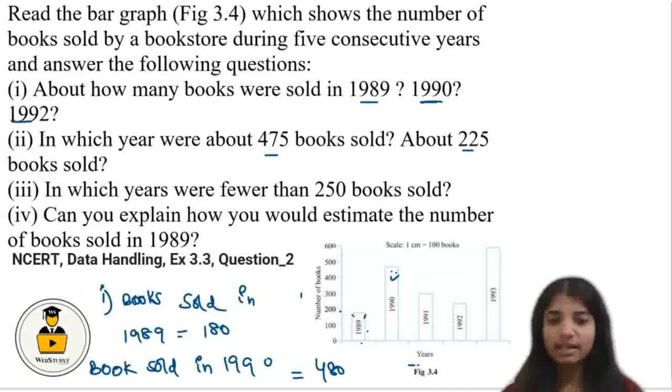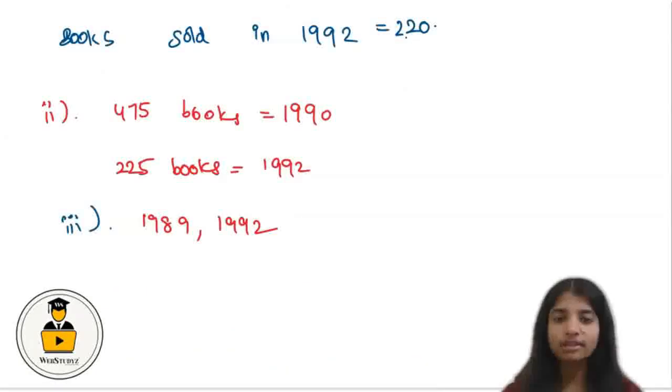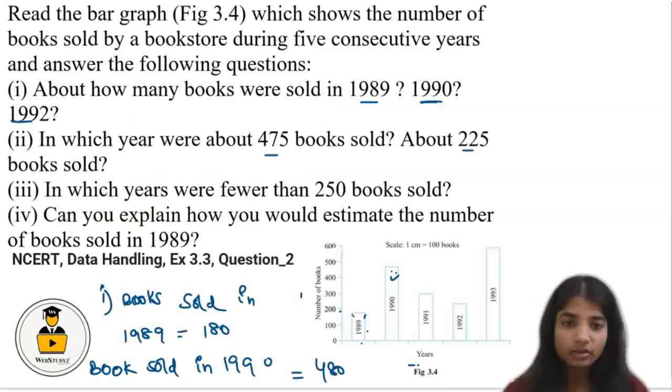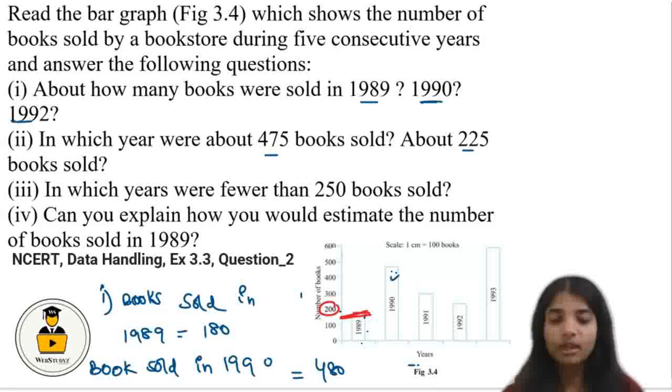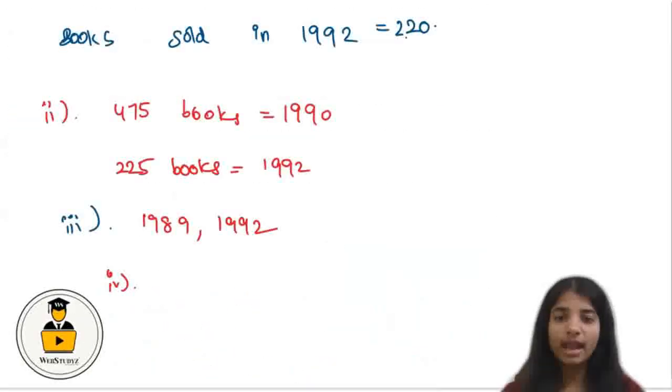Next is, can you explain how you would estimate the number of books sold in year 1989? So in the year 1989, we have to explain how we estimated the number of the books sold. So here we can say that we estimated the books by drawing a horizontal line from the top of the 1989 bar to the y-axis. Look here. This is the bar. This value is less than 200. When we have the proper bar graph table, from there we can easily estimate the value using the intervals which are given here. So that's how we estimated the value.